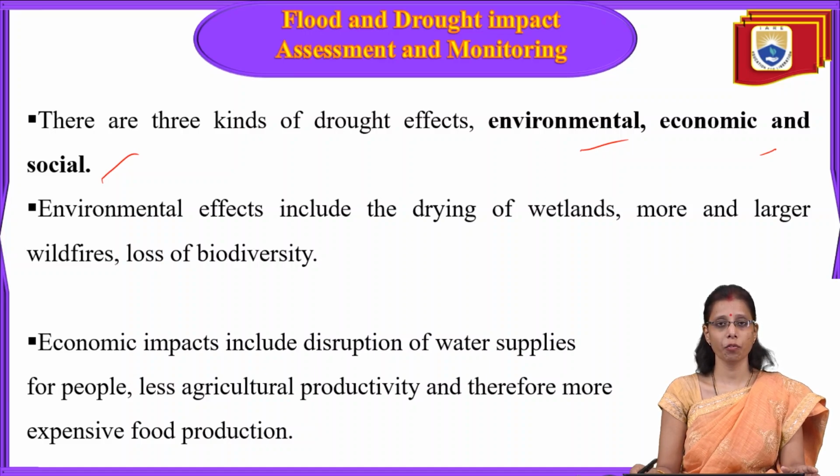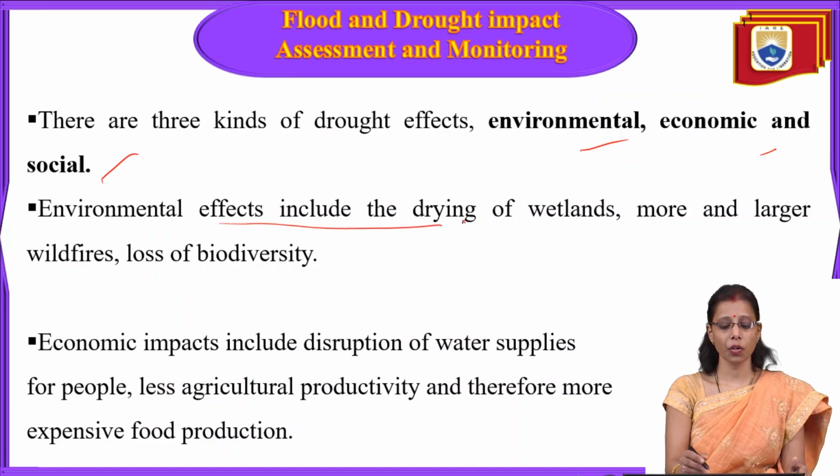And economic, as I said before also, there is low productivity, low agriculture. Due to low productivity and low agriculture, the growth will be less. Once the growth is less, the productivity will be less, and it directly affects the economy of such a region. And social impact: if you look at society also, the impacts will be there. People will migrate from one place to another, from the drought conditions to places where water is available. So environmental effects include the drying of wetlands, more and larger wildfires, and loss of biodiversity.